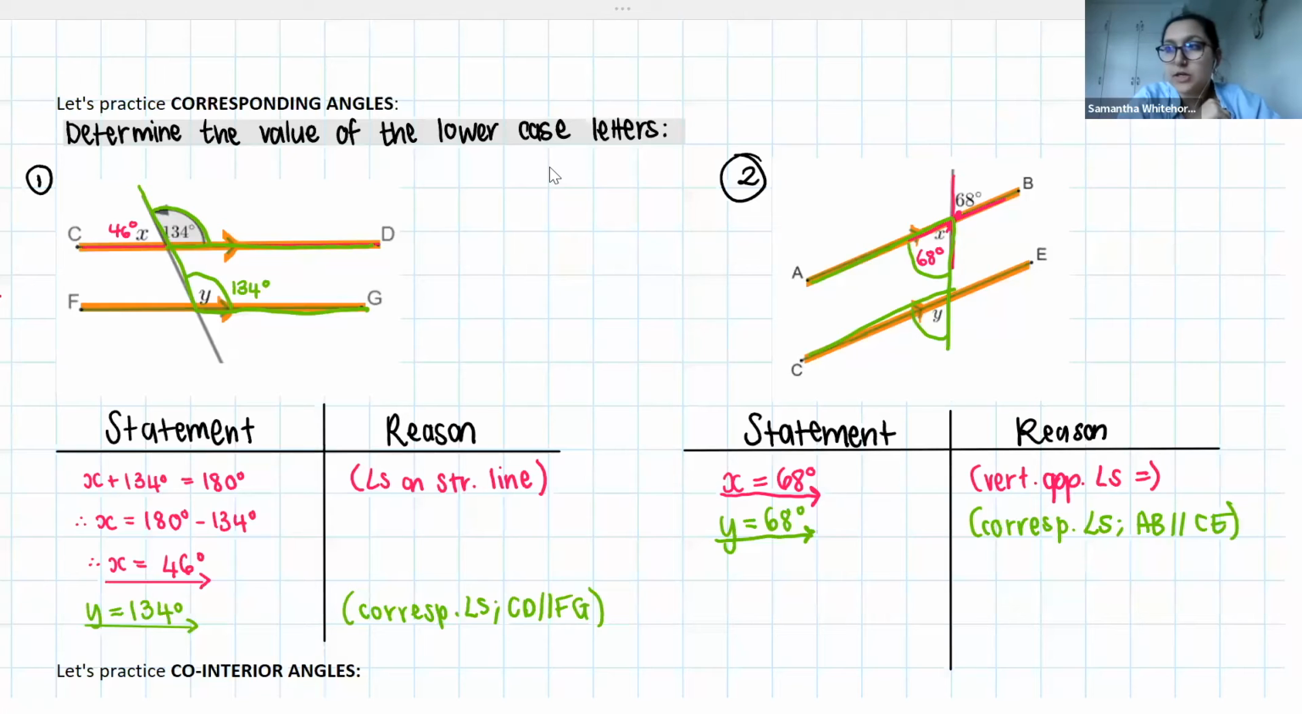Okay, so guys, take your screenshots. If anyone has any questions, now is the time to raise your hand and ask. Otherwise, I'm going to move on to practicing some co-interior angles. So again, if you've got questions, you can raise your hand.